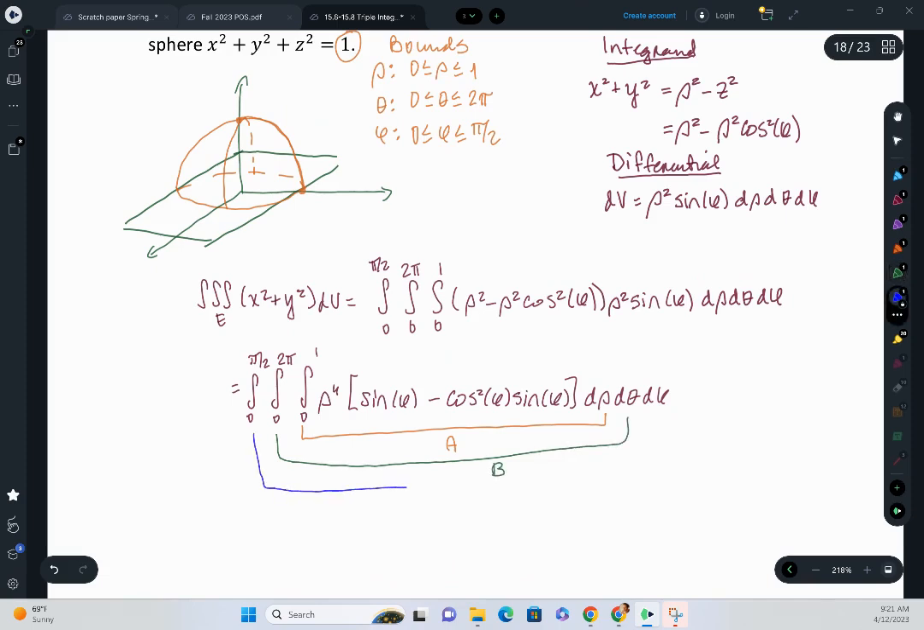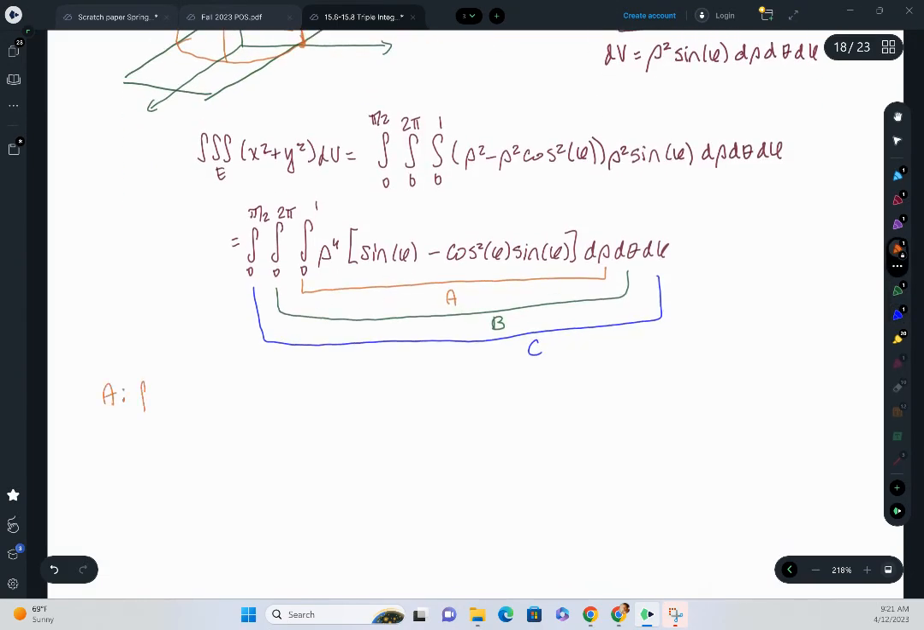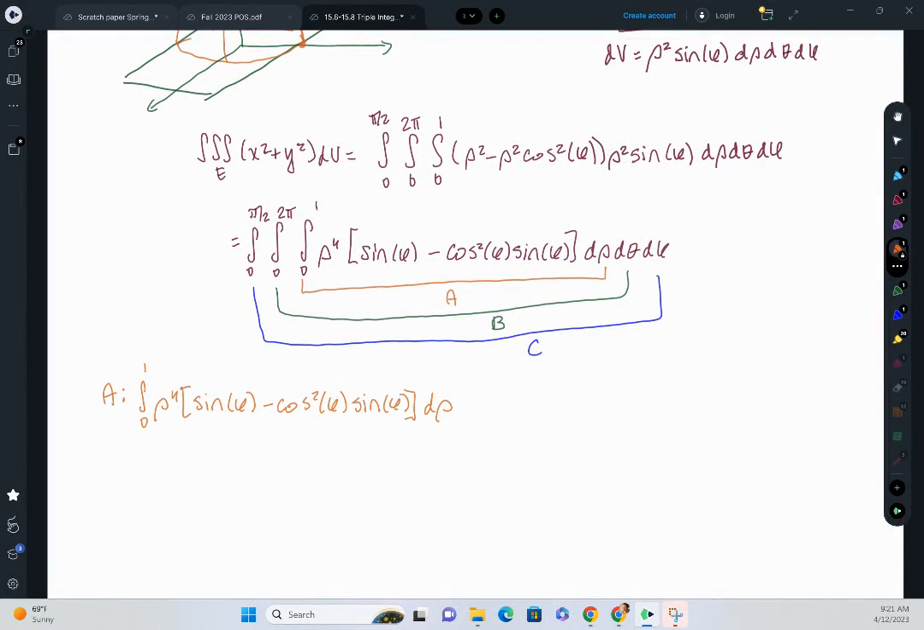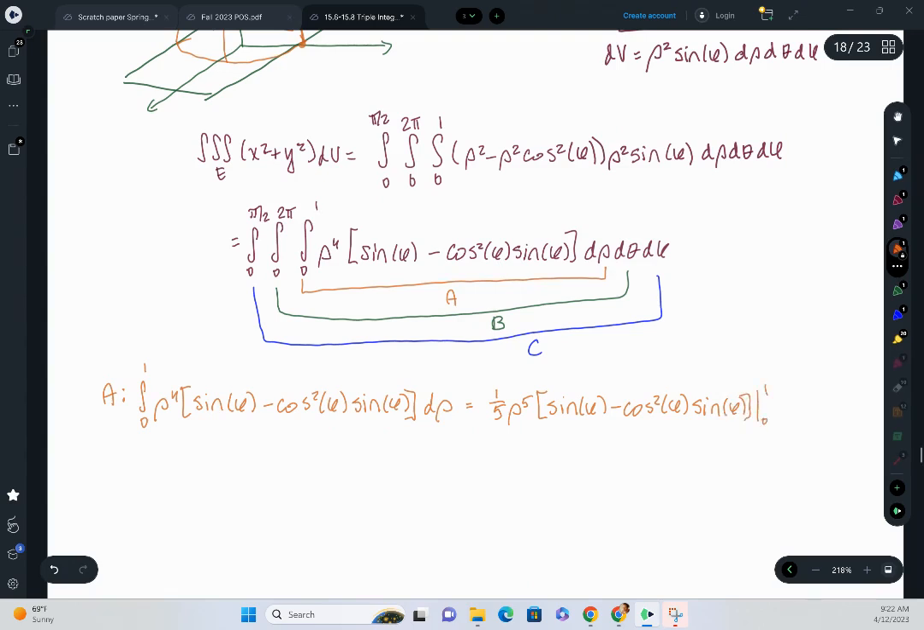And finally, we will handle the outer one. So the inner one, A, we're dealing with the integral from 0 to 1 of rho to the fourth times sine of phi minus cosine squared of phi, sine of phi, d rho. Well, the sine and cosine stuff is just a constant, so I'm really focused on rho to the fourth, which gives me 1/5 rho to the fifth times the sine of phi minus cosine squared of phi, sine of phi, going from 0 to 1.